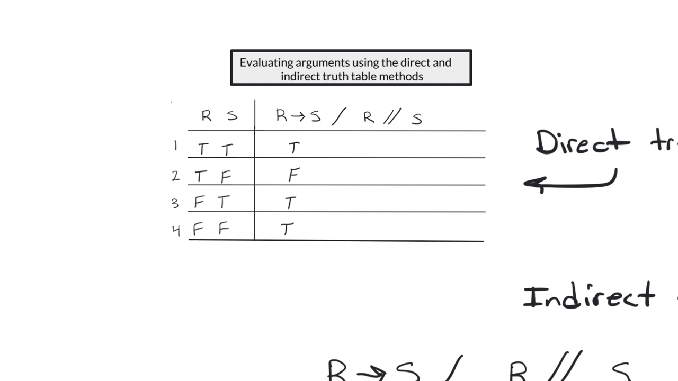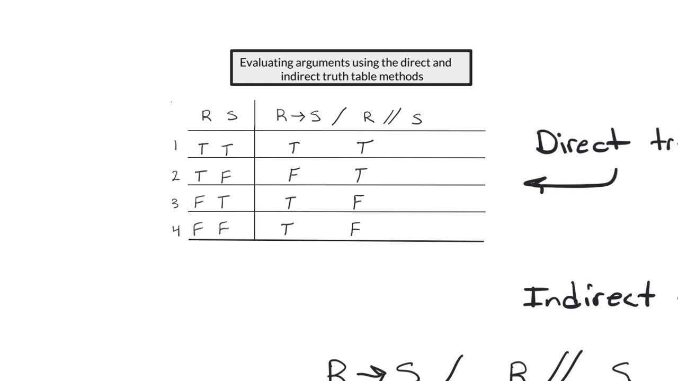So we can keep the conditional the same. We did our work here, so we don't need to reproduce that. So let's just fill in the second premise and the conclusion. Here we're just taking the values of R for each of the rows and plugging it in here, because the second premise is just R. So we just reproduce that. In row 1, under premise 2, R is true. Row 2, R is true. Row 3 and 4, R is false.